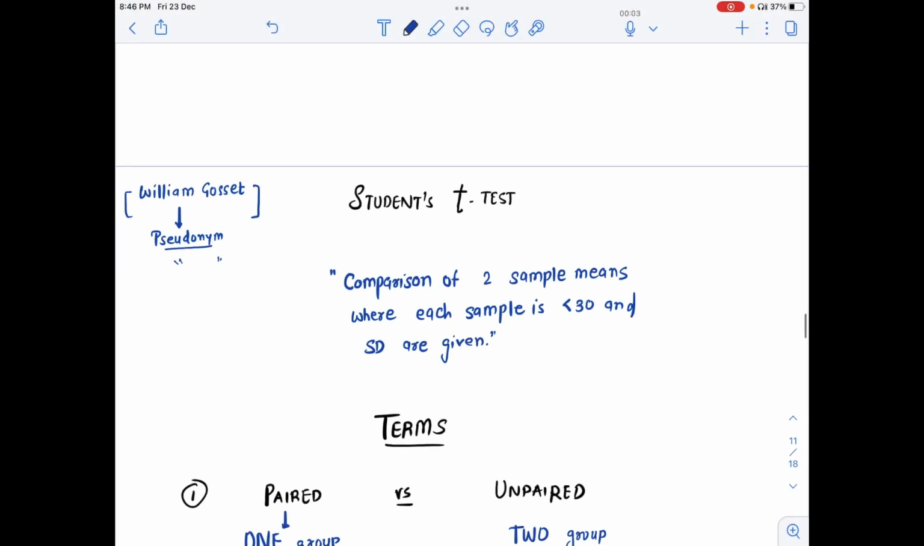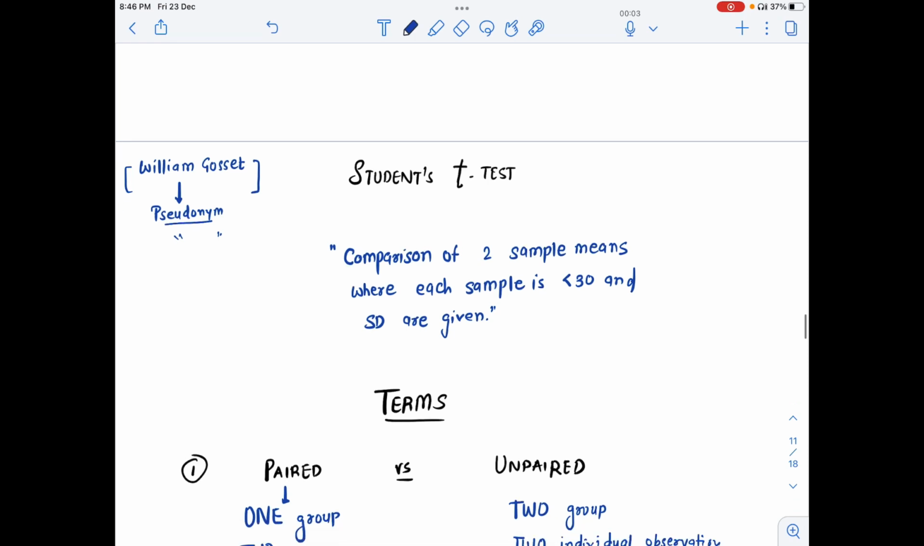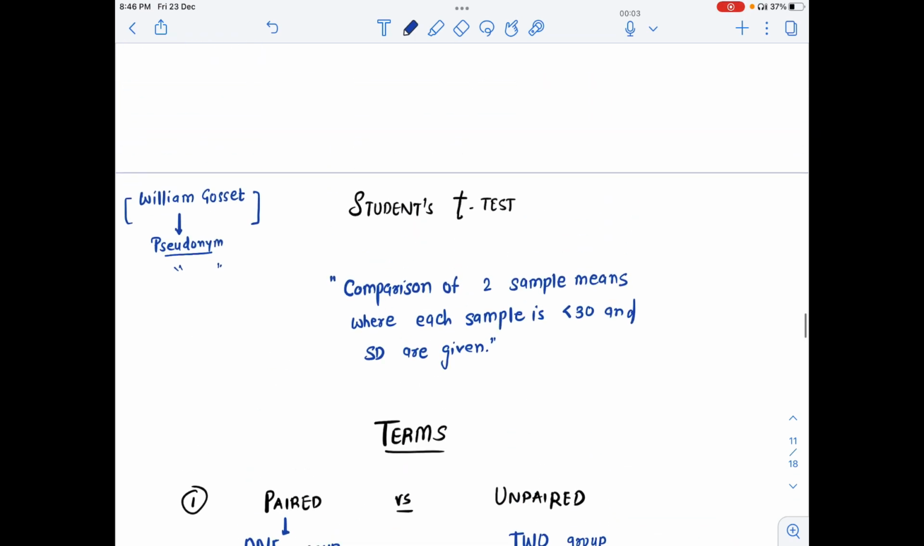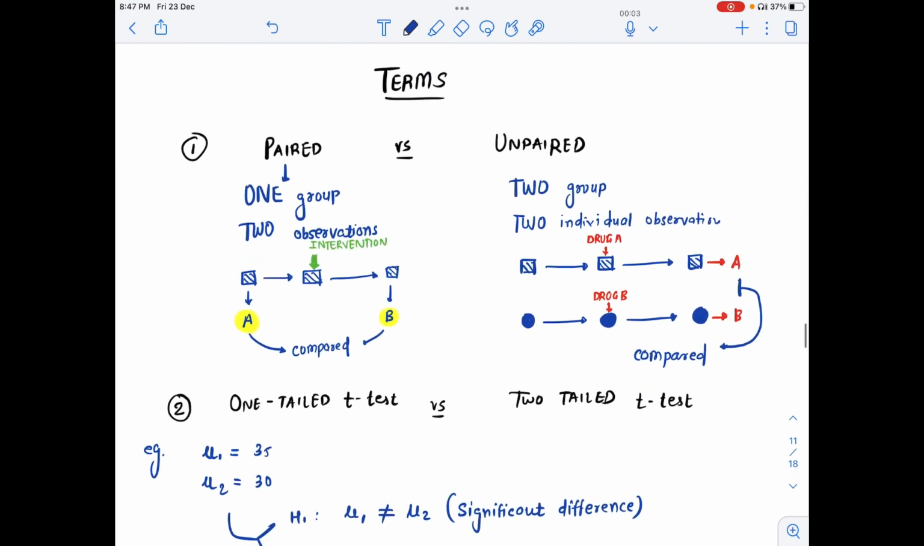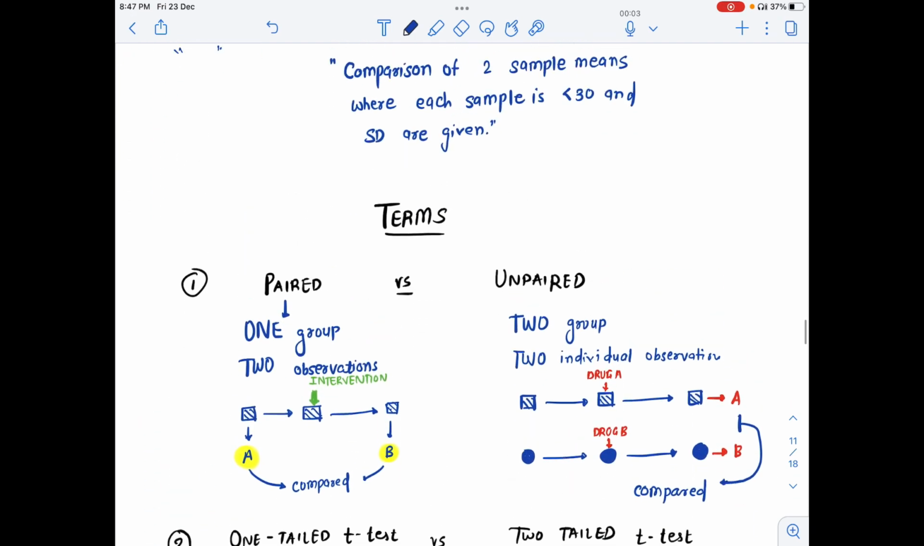The use of it is to compare two sample means where each sample is less than 30 and standard deviation is given. Okay, so before going into the formulas, we will see two comparisons of terms. First is paired t-test versus unpaired t-test. In this video we are going to look at the unpaired t-test, but first the differences between the two.